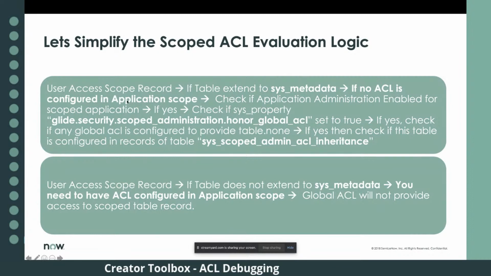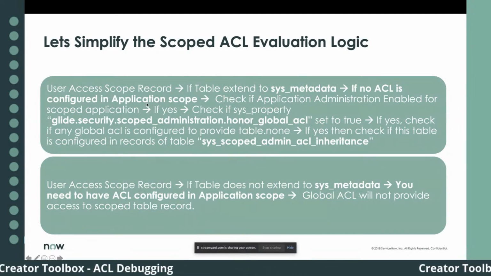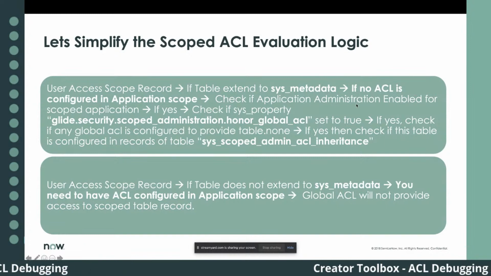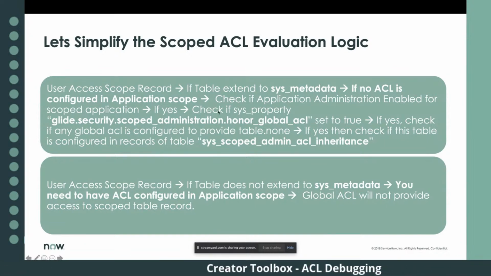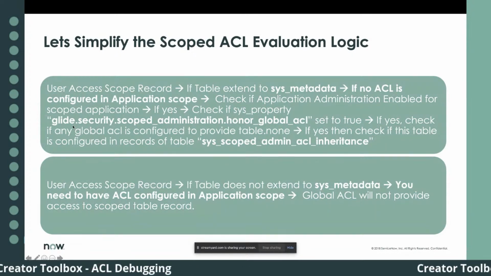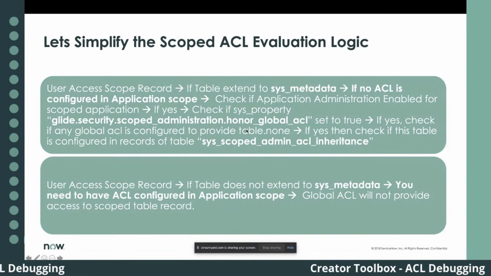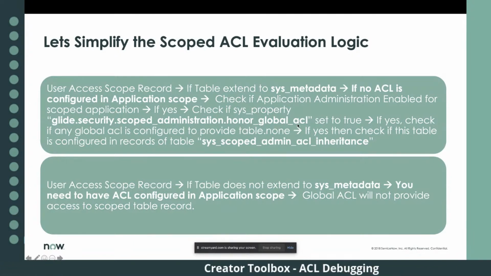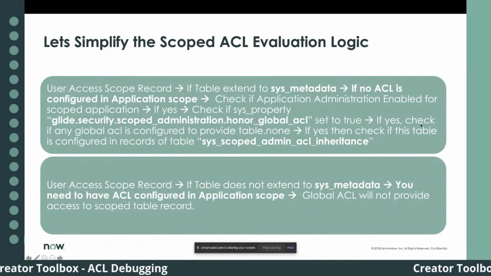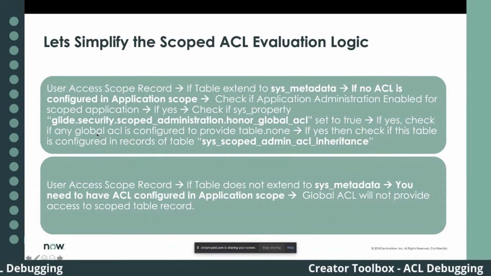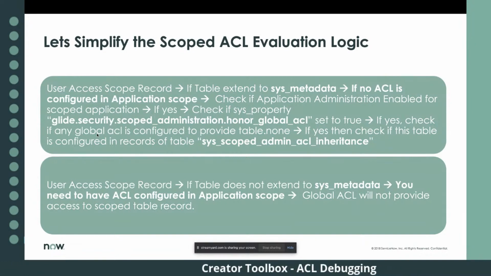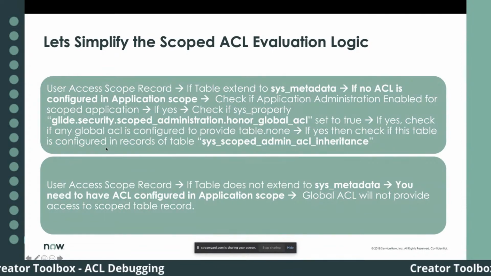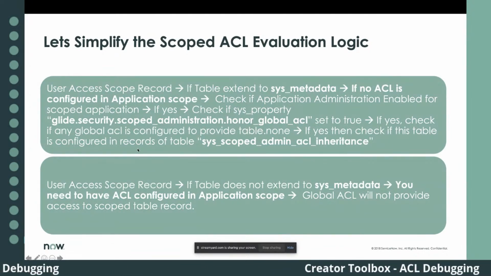If no ACL is configured for that in the application scope, first we need to check if application administration is enabled for that scoped application. If application administration is enabled, then we have to check if the glide.security.scoped_administration.honor_global_ACL property is set to true. If this property is also set to true, then it will check if there are any global ACLs configured to provide the table.none access. And if yes, then only it will grant the access to that particular table.